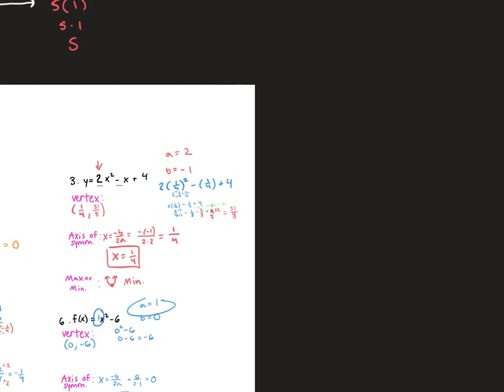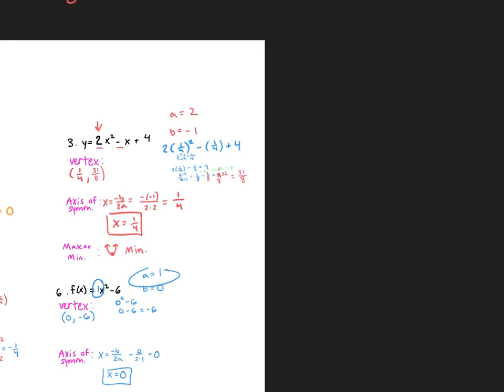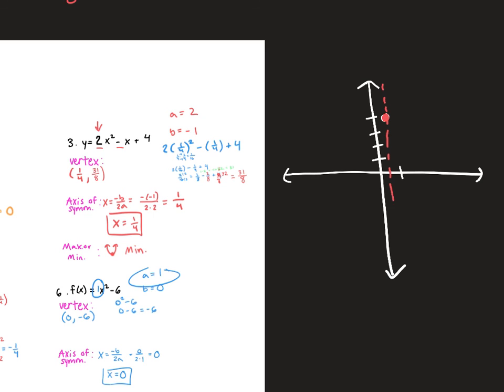Okay, number 3. So our vertex is at 1/4 and 31/8, which is about 4. So we're going to go to the right 1/4 and up 4. This one's kind of tricky because it's fractions, but just use your best estimate to where it would be. So we have 1/4 and then 31/8. So here's our vertex. Our axis of symmetry just goes right through it.